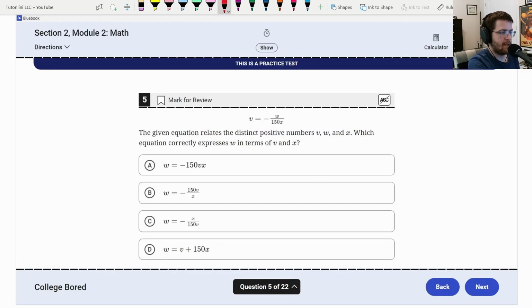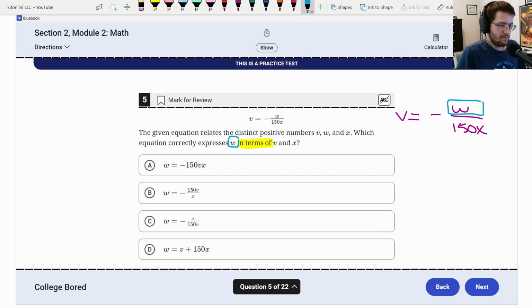Okay, question 5. We got another literal equations question. So we're going to look where it says in terms of, and we're going to circle what comes before that, W. So W is what we want to get by itself. So let's write this down, negative W over 150x. And the W is what we want to get by itself. And we have a negative sign and we have a 150x. I can move both of those in one go. You could do it one at a time if you want, but it's not going to change the answer.